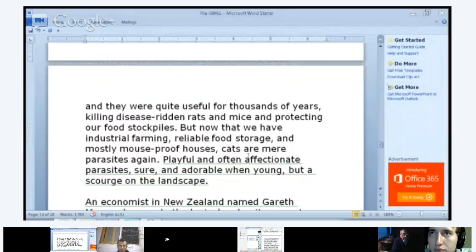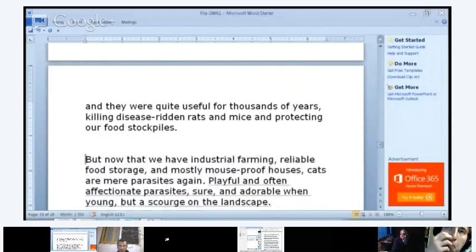Could you please go ahead? And they were quite useful for thousands of years, killing disease-ridden rats and mice, and protecting our food stockpiles.